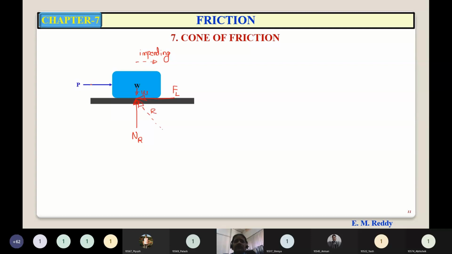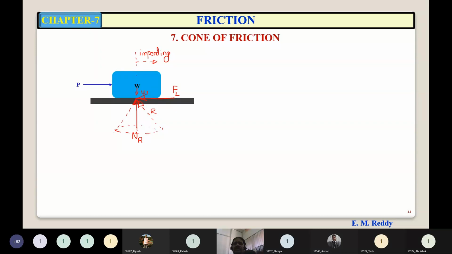Now, if this force P is rotated in horizontal plane, that means the P is rotated about the vertical axis. So P is rotated about vertical axis in a horizontal plane. Then what will happen? This resultant will generate a cone. Right? So it will generate a cone. You are rotating P in a horizontal plane, which is applied on the body. Then this resultant will also rotate about vertical. So it will generate a cone known as cone of friction.